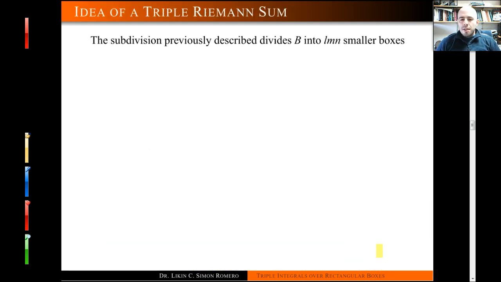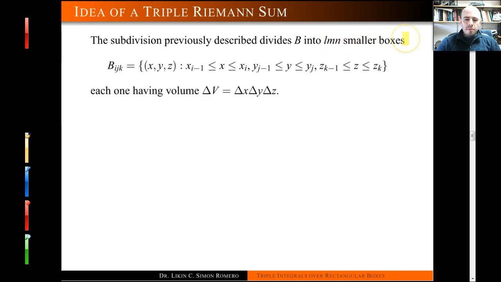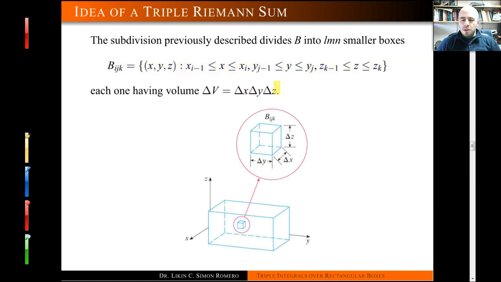So the idea of the triple Riemann sum is we are going to divide the box into L times m times n smaller boxes. Each individual box is going to be determined by which interval it is in the corresponding coordinates. This is more or less how each individual box is going to look, and the volume of that box is delta x, delta y, and delta z. I mean, just the multiplication of the difference in the x, the difference in the y, and the difference in the z's. So pretty much that's what we have.